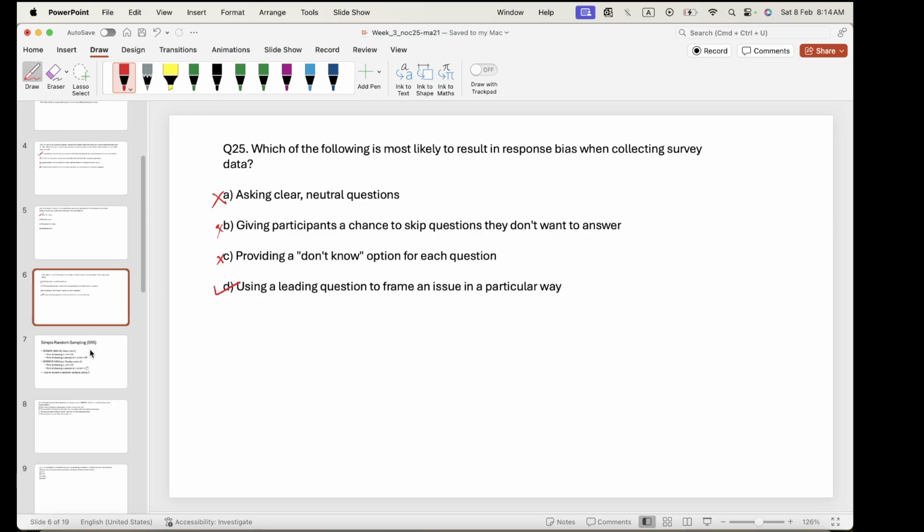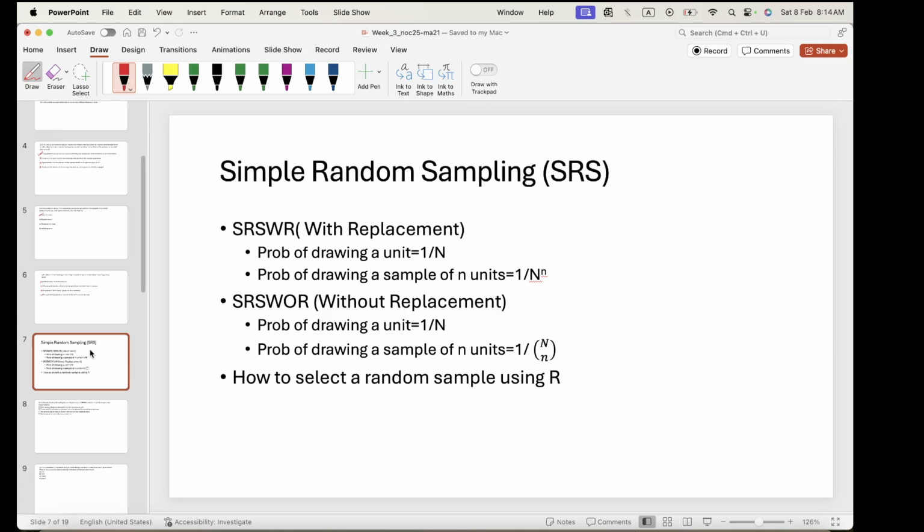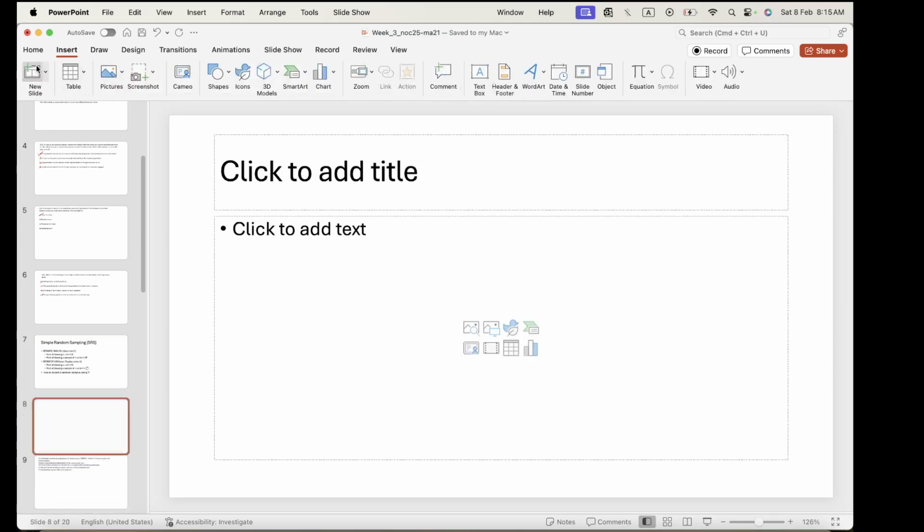All right. So I'll just move on to week 3. In week 3, we discussed simple random sampling, which is a probabilistic technique where we can sample with replacement or without replacement. So what do I mean by with replacement and without replacement?